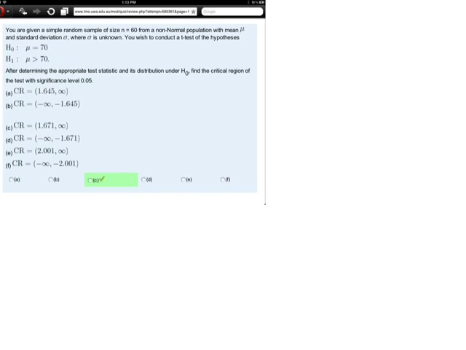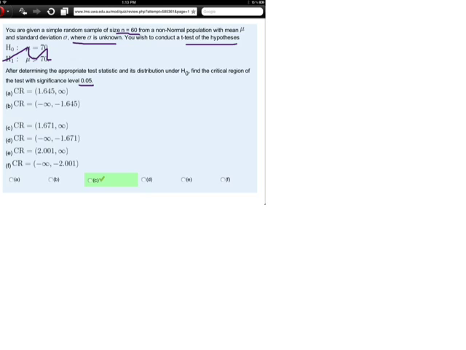This is question 2 from the week 9 probability and stats quiz, and in this one we're given a sample size, a random sample size of n equals 60, so quite a large sample, from a non-normal population with a mean mu and standard deviation sigma, but sigma is unknown, and we're going to conduct a t-test of the hypothesis given here. Well, this is actually irrelevant here because we're asked to calculate the test statistic, the critical value of this test statistic for an alpha size of 0.05.